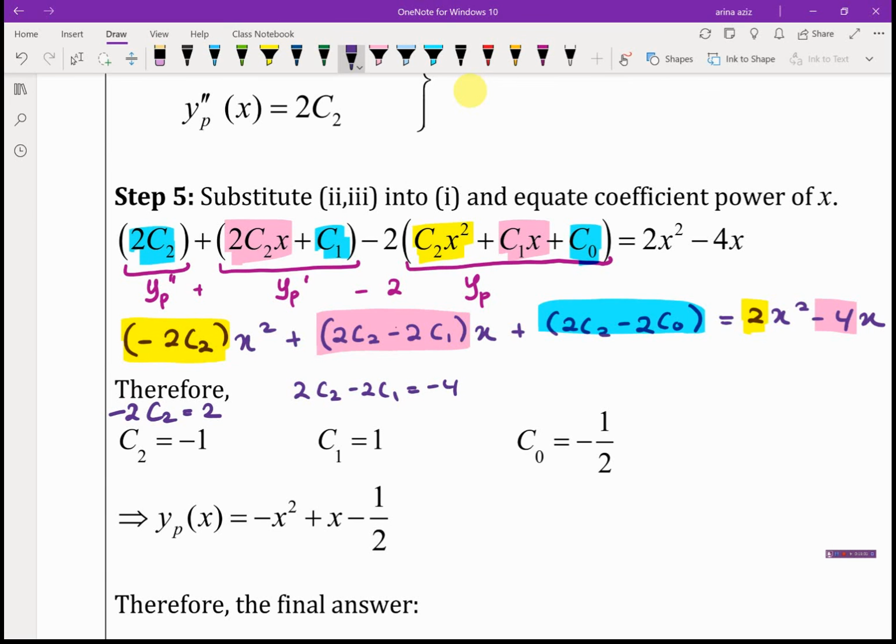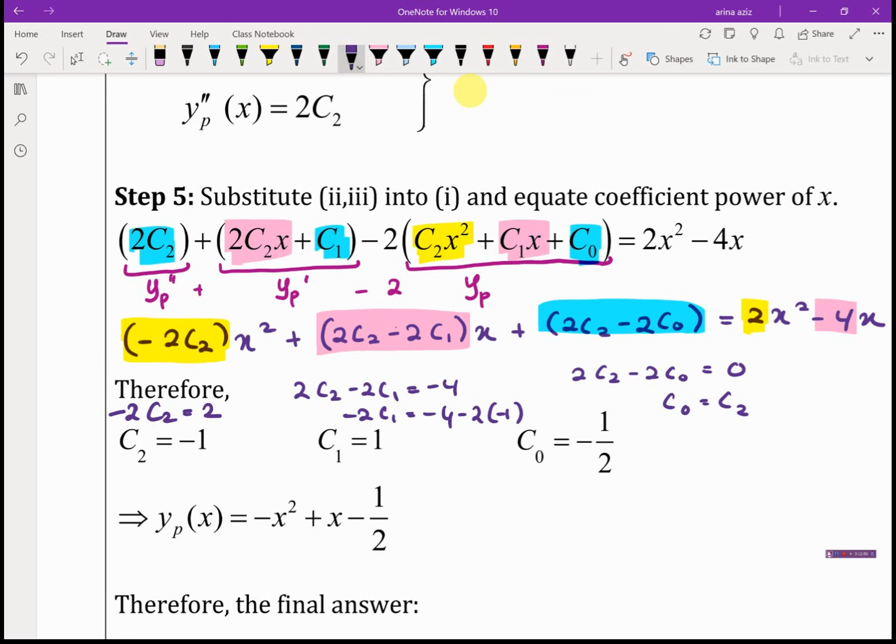Right? And then because we already know c2 equal to negative 1, we can have negative 2c1 equal to negative 4 minus 2 times negative 1. So from there we can get what? Negative 2 divided by negative 2 equal to 1. Right? And the last one we have 2c2 minus 2c0 equal to 0. Then we have c0 equal to c2.